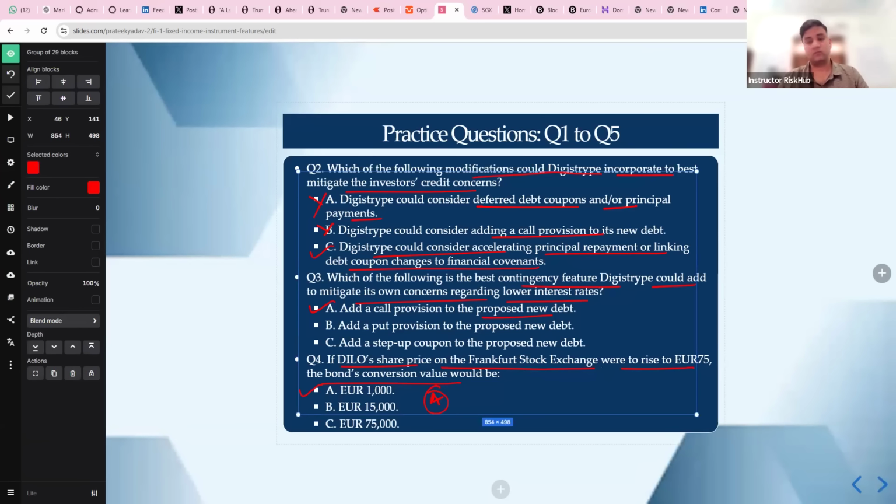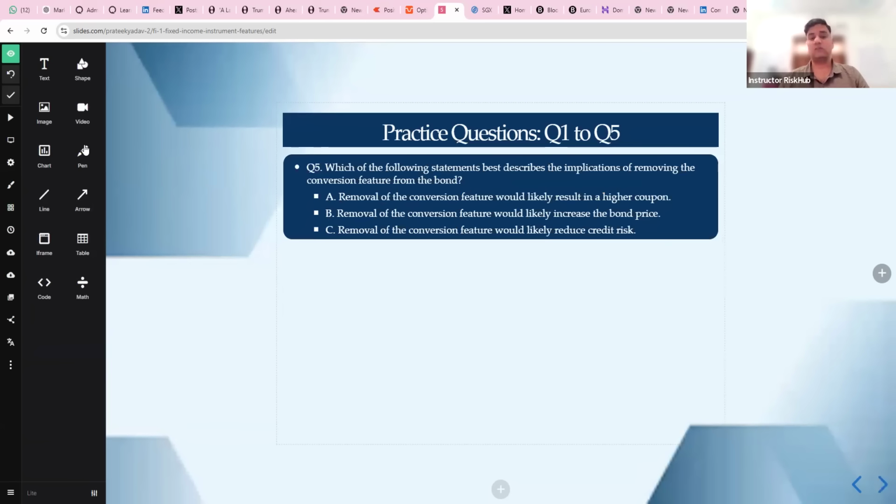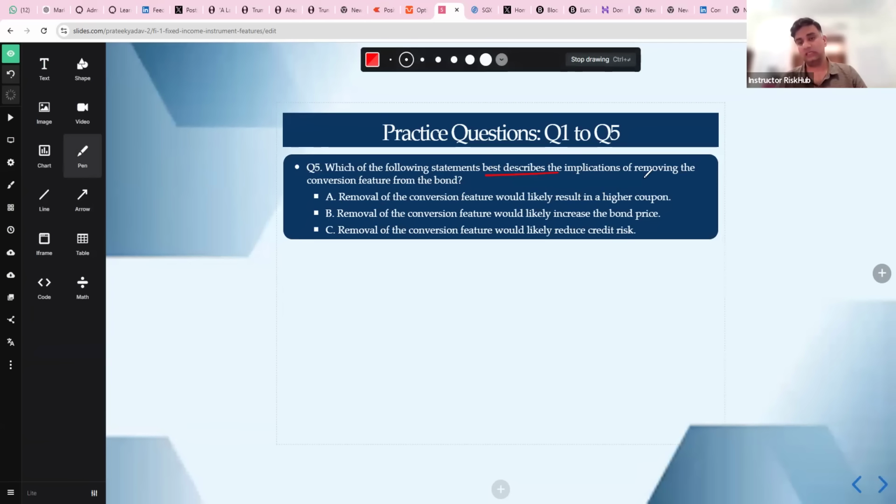Then we go to the next question, which is: which of the following statements best describes the implications of removing the conversion feature from the bond, right? So a convertible bond is valuable to the investor. If the feature is removed, the investor loses the upside and the bond becomes less attractive. So you should first consider an increased coupon; price increase is wrong, credit risk change is wrong. So the answer is that you have to increase your coupon, right? So that is what it is, right?